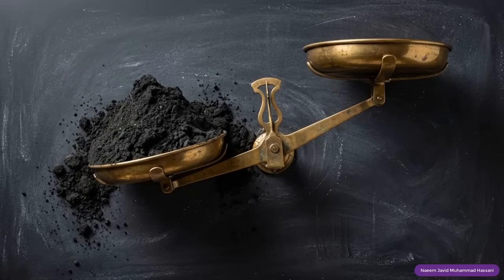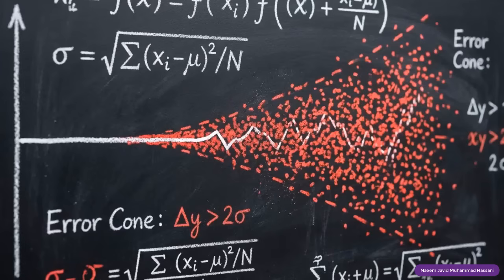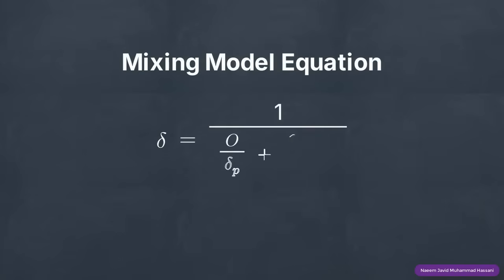There is also a statistical trap. Relying on standard gravimetric methods to estimate bulk density in highly peaty soils causes a dangerous multiplication of random sampling errors, severely distorting the final calculation. Top methodologies require the mixing model equation.